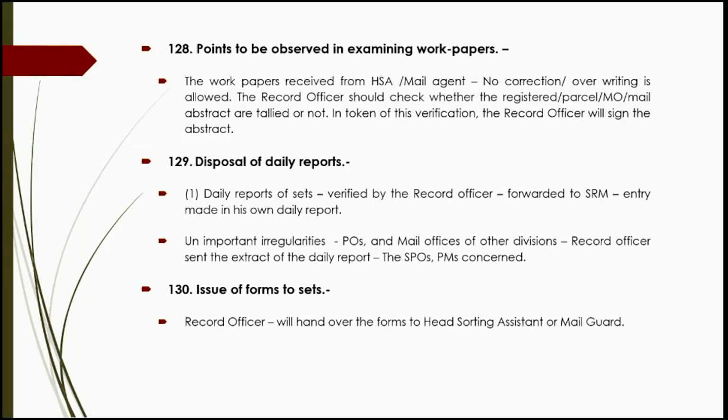Next is issue of forms to set. So we are talking about mail list, we are talking about abstracts, such stuff, which requires different kinds of forms. It involves different kinds of forms. We are talking MS 71, 82. We talked about several forms. So whatever forms are required by a HSC or mail guard, that will be supplied by the record officer.